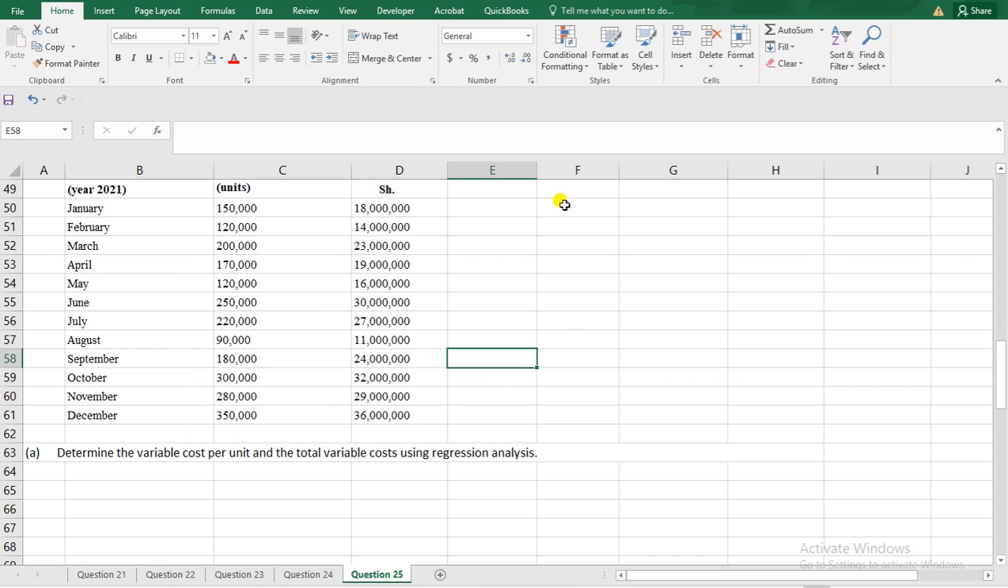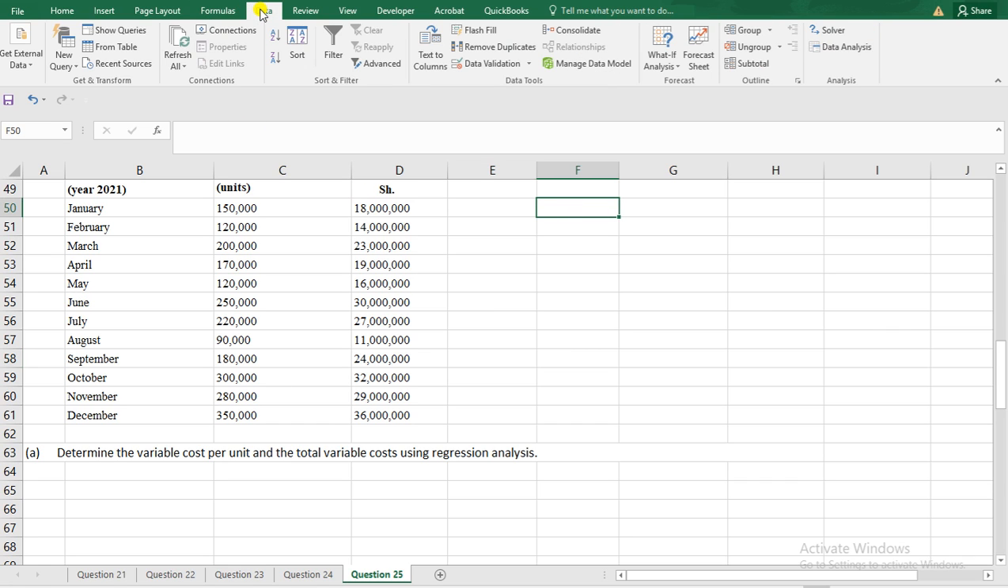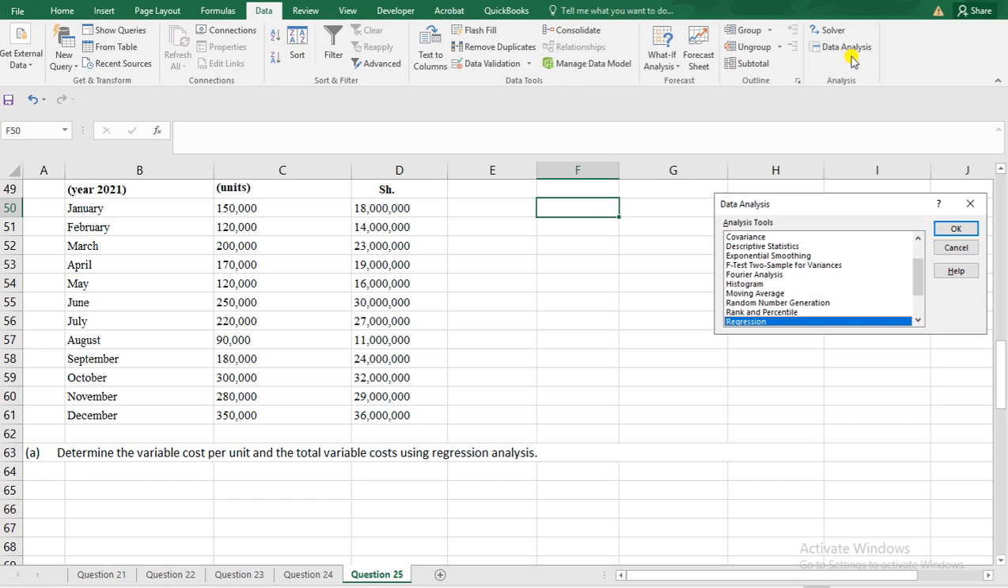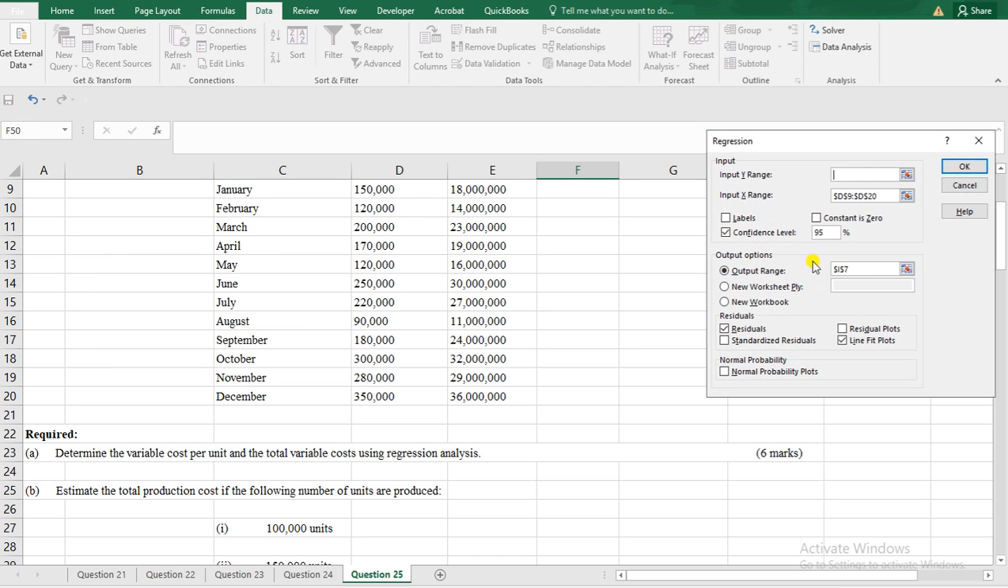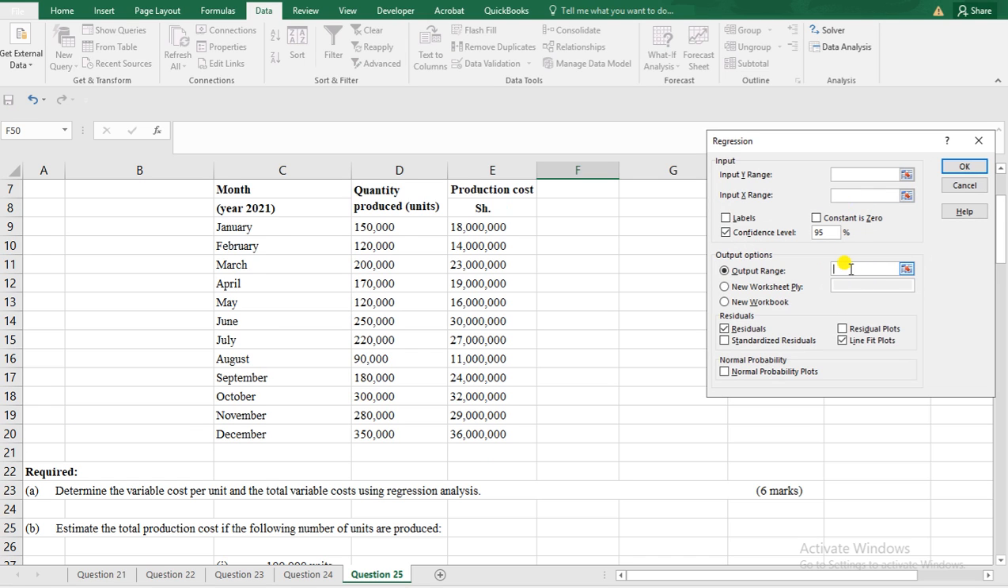So what you can do, we come to our data ribbon, and in our data ribbon, we go to data analysis. From data analysis, I'm having various components, and we'll select regression. Then I do OK. Explaining these variables, you'll find that I've done this question several times, so it appears like that.